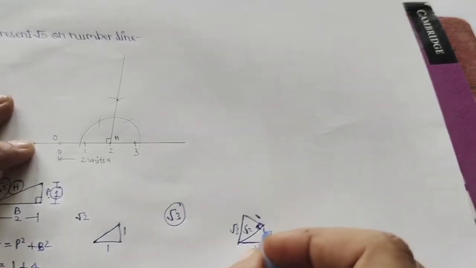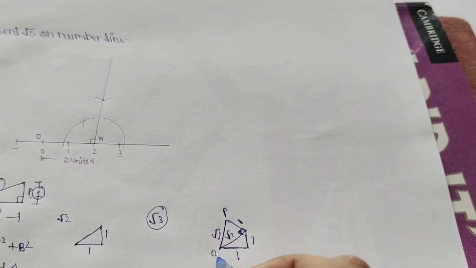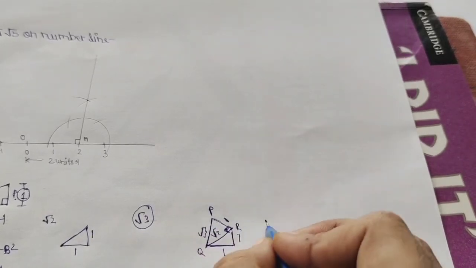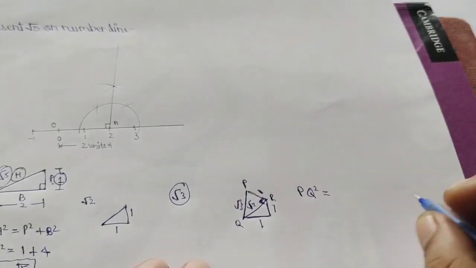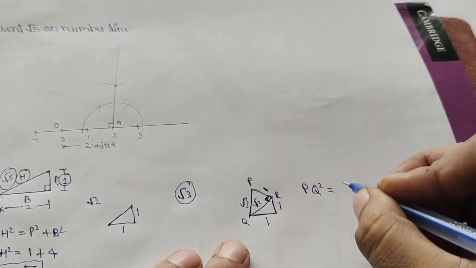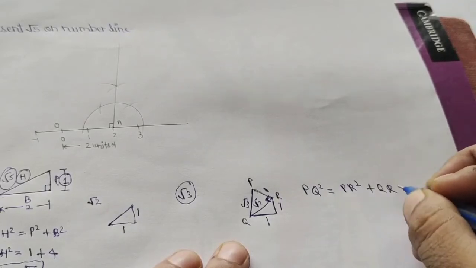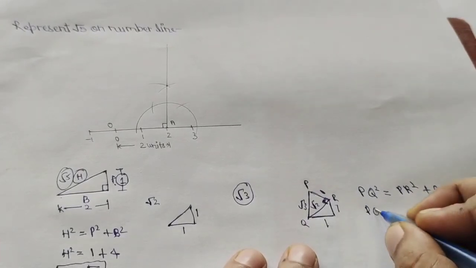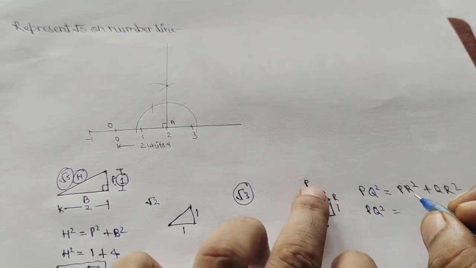Okay, how? Look at that. If we talk about this triangle P, Q and R, okay, P, Q and R, we know that PQ square is equal to how much? PQ square is equal to PR square plus QR square. Now, PQ square is equal to the value of PR, and the value of PR is 1.